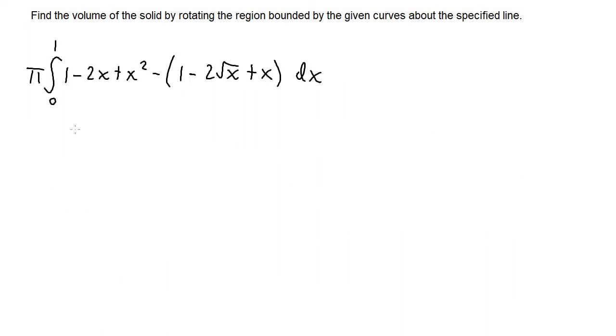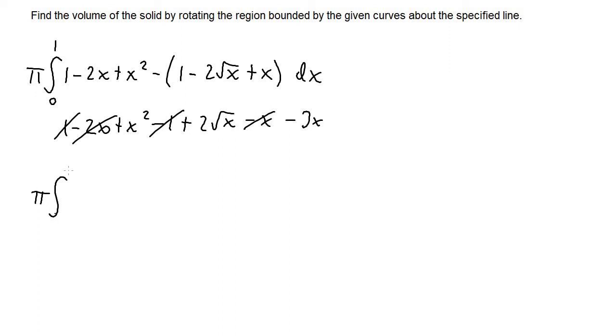Now simplifying just what's inside the integral, I'll just rewrite it. We have 1 minus 2x plus x squared. I'll distribute the negative, so negative 1 plus 2 times the square root of x, and then minus x. Then the 1 and the negative 1 will cancel, and then we have negative 2x minus x, which is going to be negative 3x. So now rewriting the integral, we have pi times the integral from 0 to 1 of x squared, plus 2 times the square root of x, and then minus 3x dx.